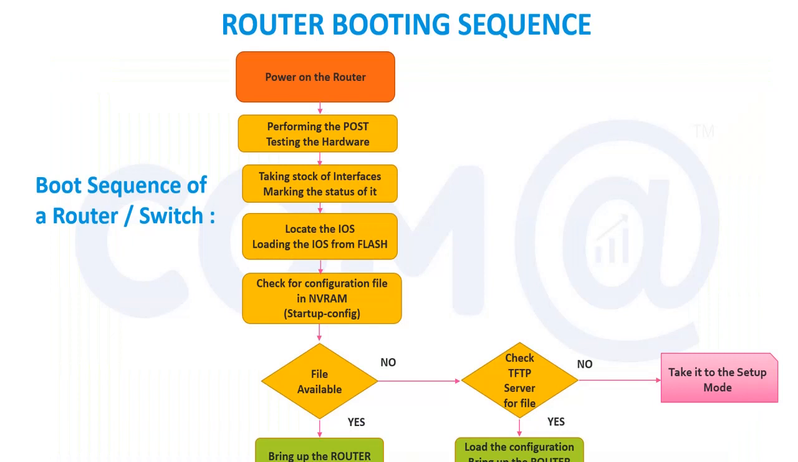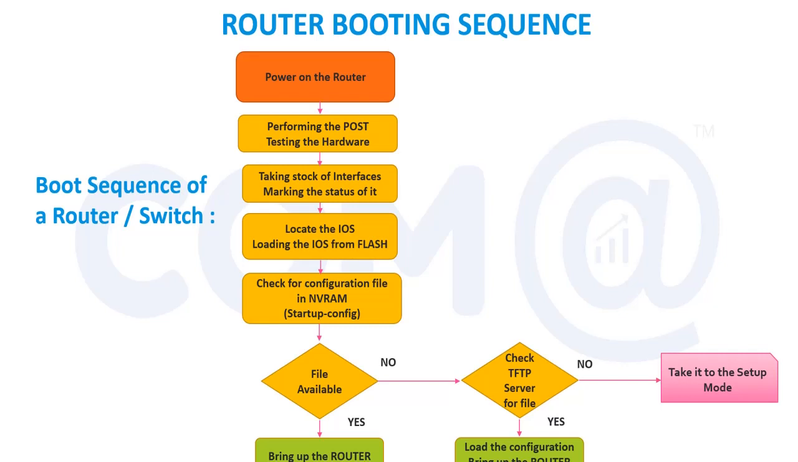So the booting sequence in a router or switch is given here. When you are powering on the router, it performs the POST and tests the hardware, then it goes on to take stock of interfaces, marking the status of each, working, not working, everything will be marked. Locate the IOS, loading the IOS from flash. So it is also finding out where the flash is in the earlier stage, and now it is loading the IOS from the flash. Check for configuration file.